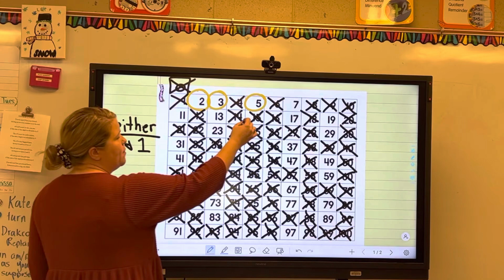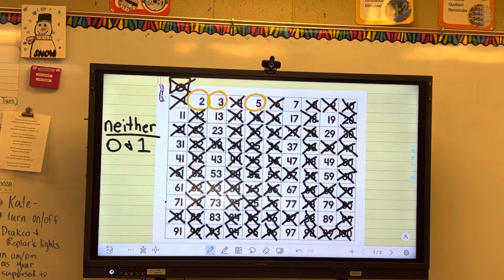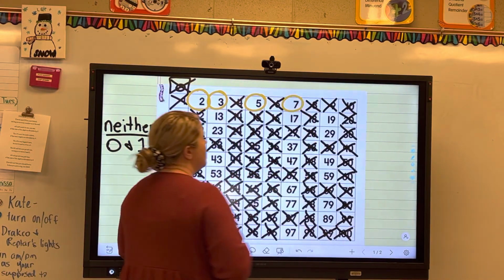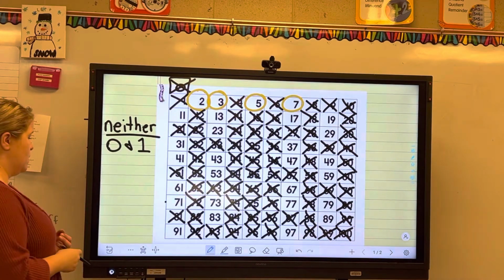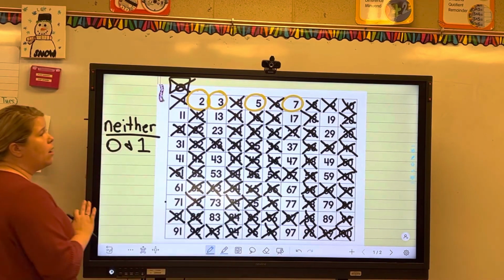But first, let's talk about 7. What are my factors of 7? 1 times 7. What can I multiply to get 7? 1 times 7. Anything else? So it's picky. I'm picking out all the prime numbers, the numbers that only like 1 and themselves, right? So I want to circle 7, but now I need to mark off all my multiples of 7.